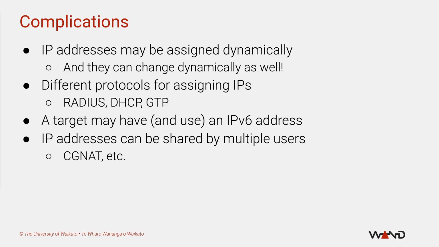Another easily forgotten issue is that a target may be assigned, and even make use of, both an IPv4 and an IPv6 address by the network. An interception system needs to account for multiple address assignments and be capable of capturing and recognizing IPv6 traffic. Finally, we also recognize that there may be multiple users who end up sharing a single public IPv4 address through the use of CGNAT or some similar technology. Solving this problem is a bit beyond the scope of this tutorial, but I just wanted to include the concept here to emphasize how complex IP-based identity can be.